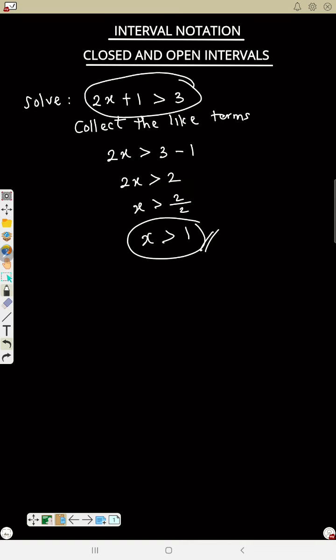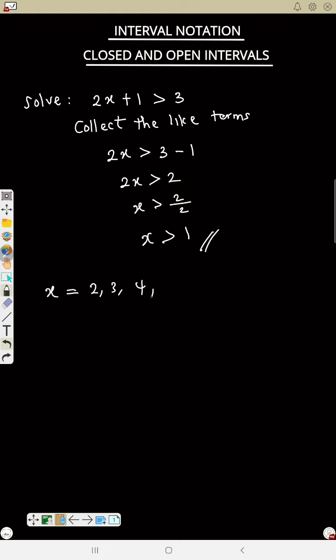Now, so far x is greater than 1. What are the numbers you think we can have here? It means if x is greater than 1, the numbers we can have here will be 2, 3, 4, 5, 6. You know it will continue like that. Now, what do you notice? Do you see there is no 1 here? Because there is no greater than or equal to. If it is greater than or equal to, I must include 1. But since it is not, it's an open interval here. That is x is greater than 1.